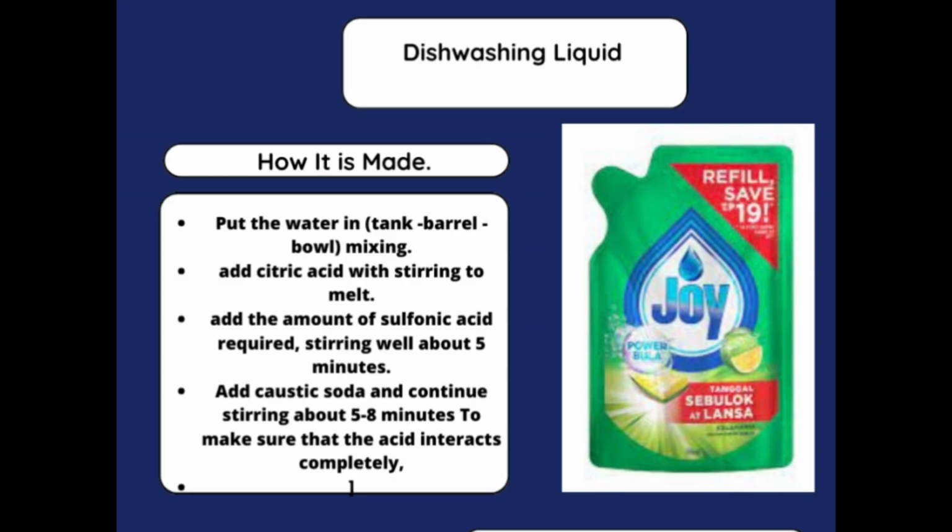Now let's go to dishwashing liquid. It is made in factories. They put the water in a tank bowl and add citric acid, stir, and add sulfonic acid, stirring about 5 minutes. Then caustic soda, continuing stirring about 5 to 8 minutes. And then all of those acids interact completely. Now they're ready to be packed.